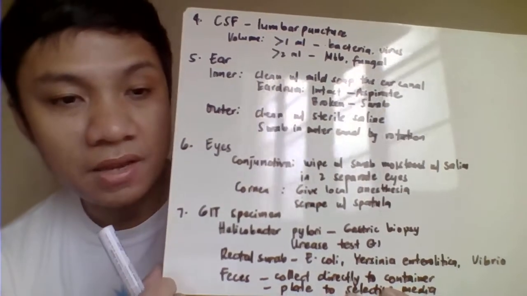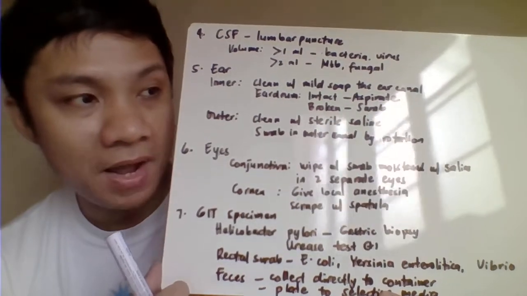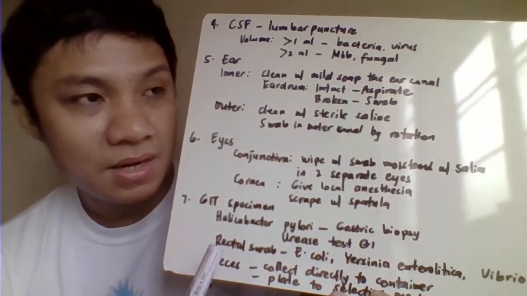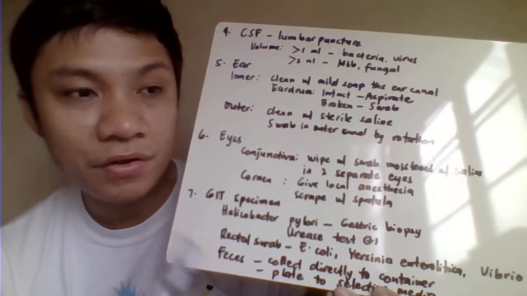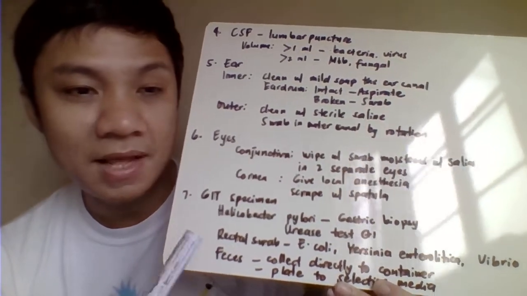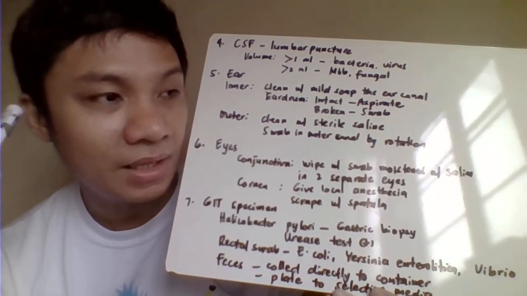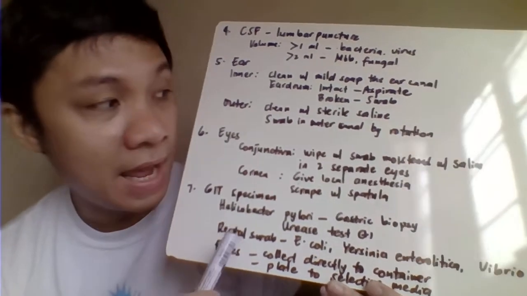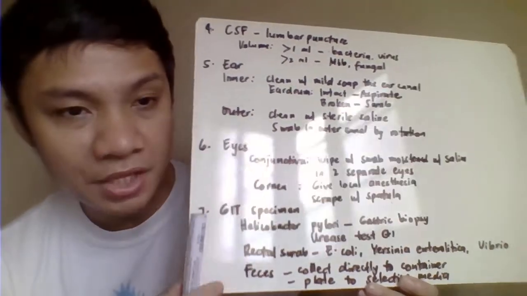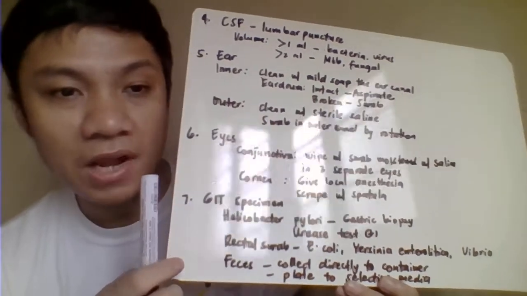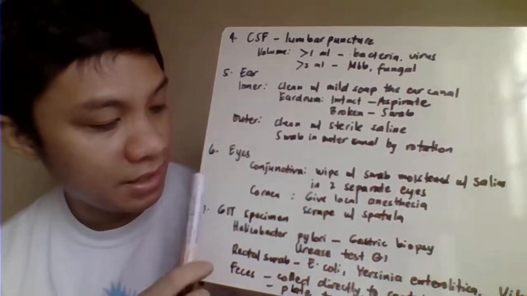For the outer ear, it is collected by cleaning first, with the use of a swab moistened with saline, and swabbing the outer canal by rotation.